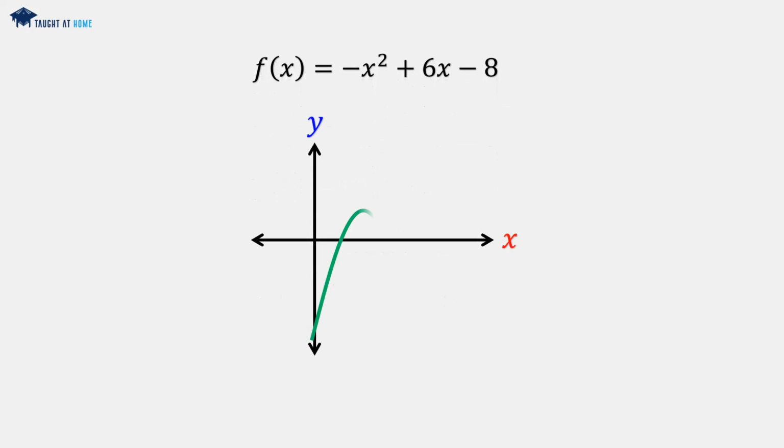And on the plot, we're going to have an inverted U shape, so an inverted parabola because of the negative term. We're going to have two roots, one at x equals 2 and one at x equals 4.